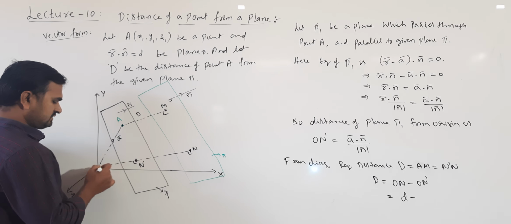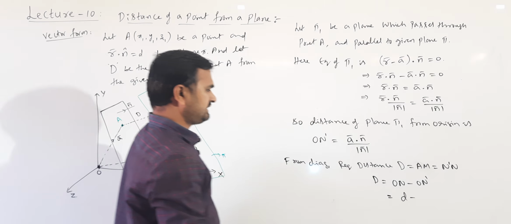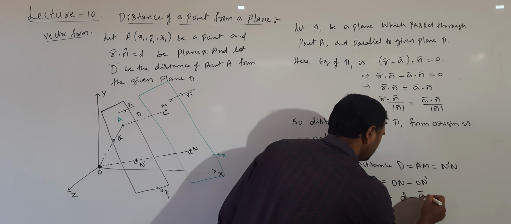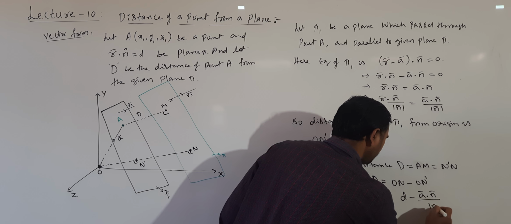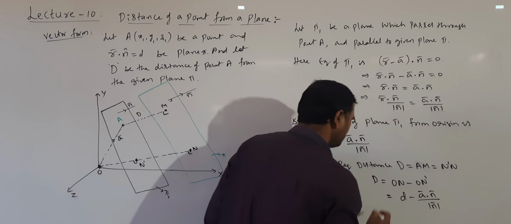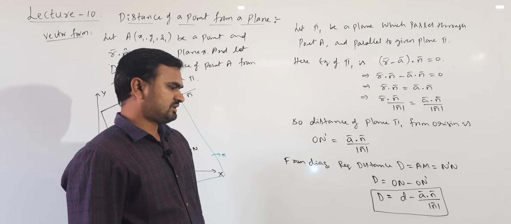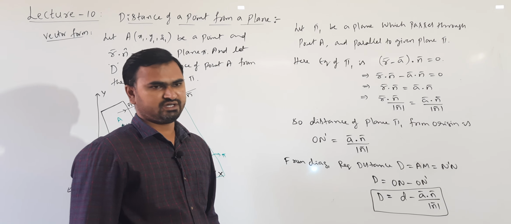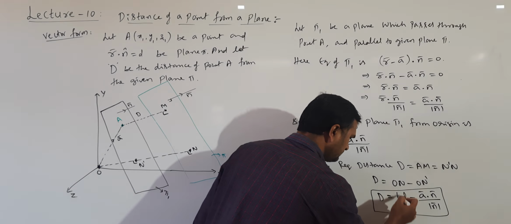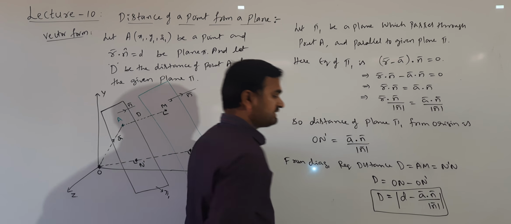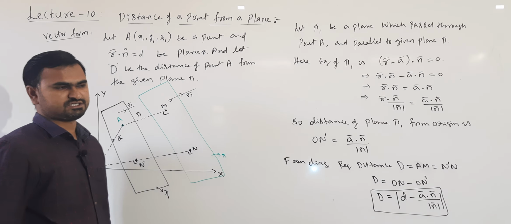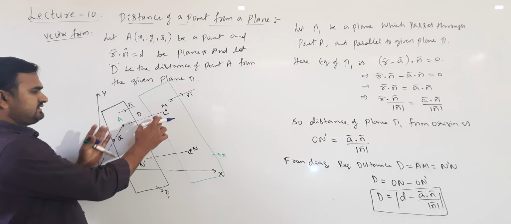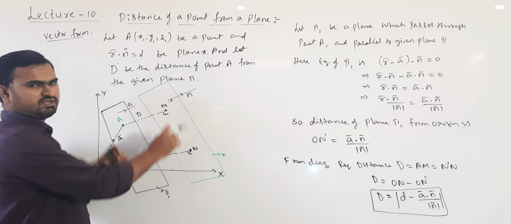And what is yn dash? We know it is a bar dot n bar divided by magnitude of n bar. So this is the required distance. We can write d is equal to d minus a bar dot n bar by magnitude of n bar. Sometimes the difference can be negative, but distance cannot be negative. We have to take a modulus. Understand? So this is how we are finding the distance of point from a given plane.